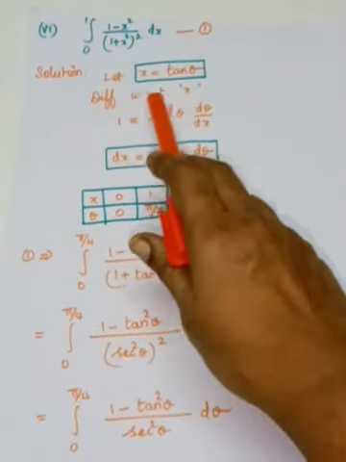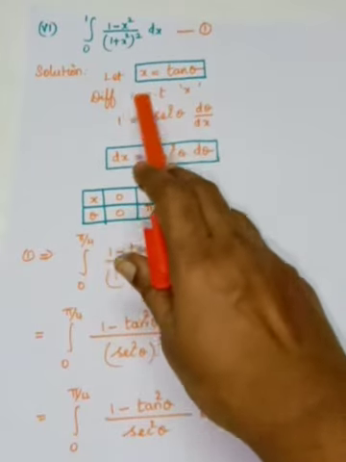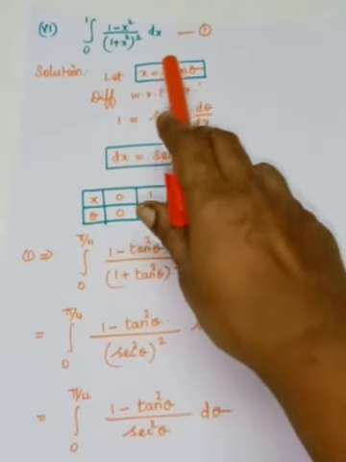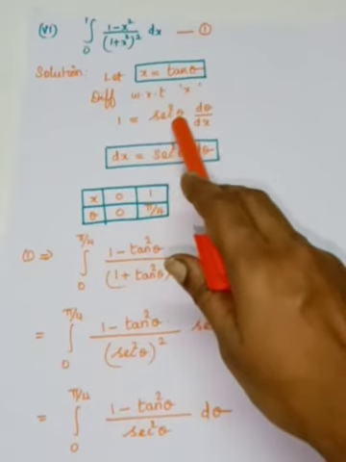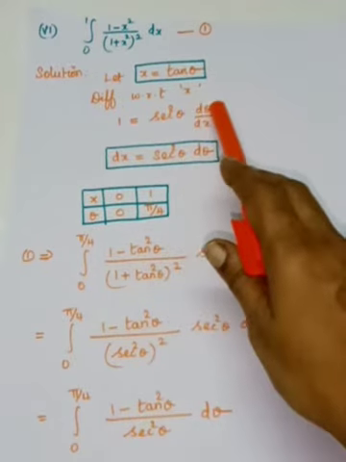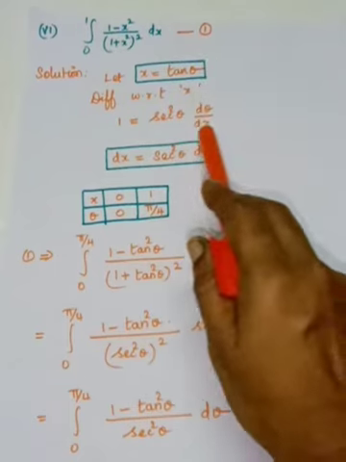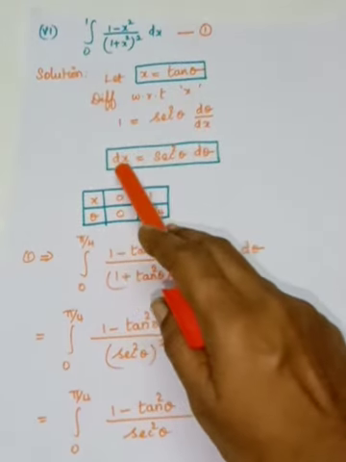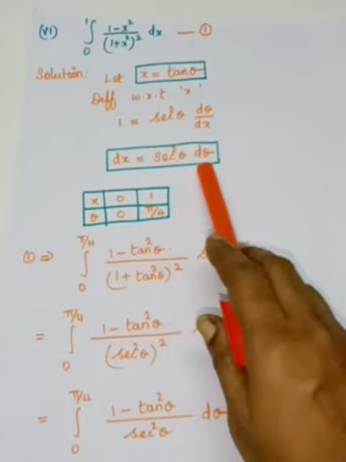So differentiate with respect to x. Differentiating x with respect to x gives 1. Here you have tan theta, and the differentiation of tan theta is secant square theta, and you are differentiating with respect to x, so it is d theta by dx. So you have to substitute dx. Take dx to the left hand side: dx is equal to secant square theta into d theta.